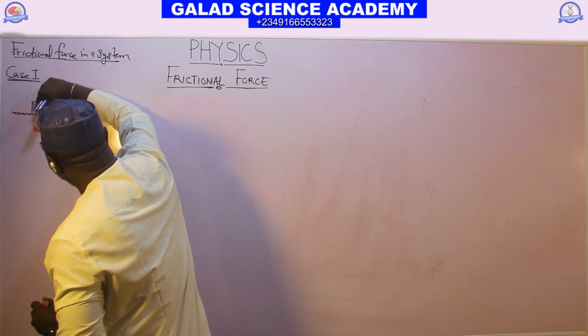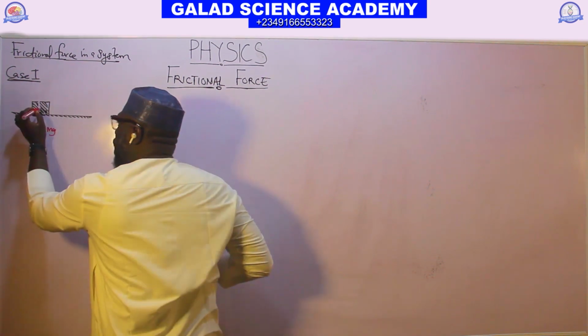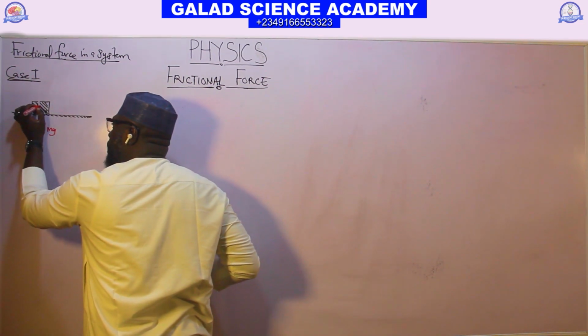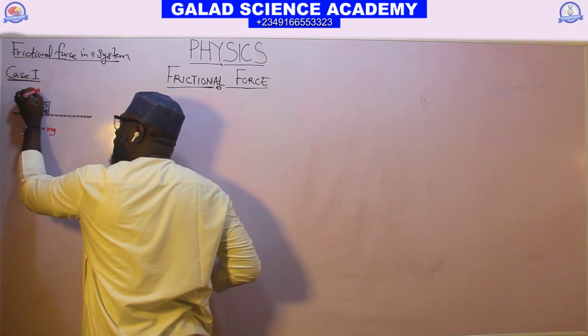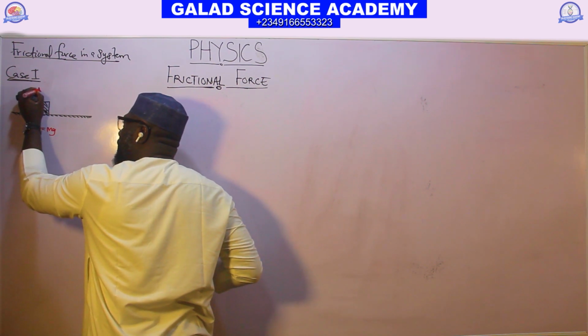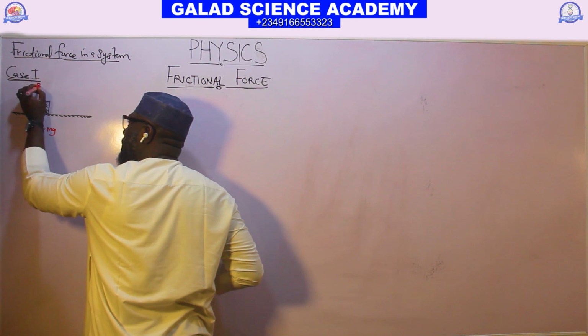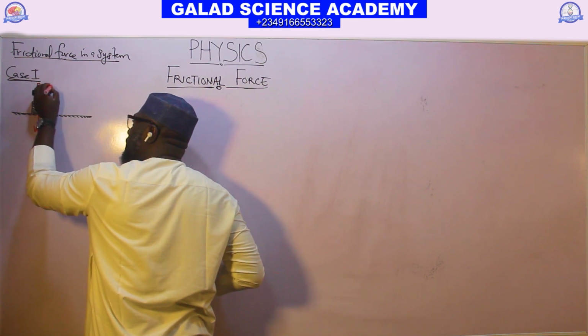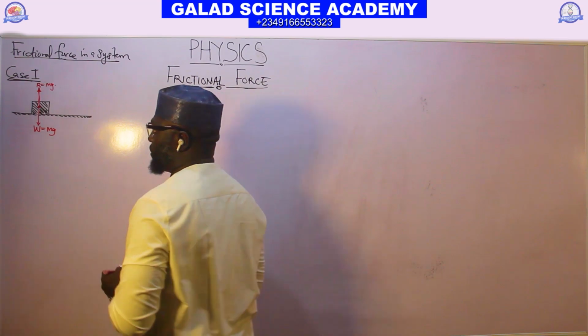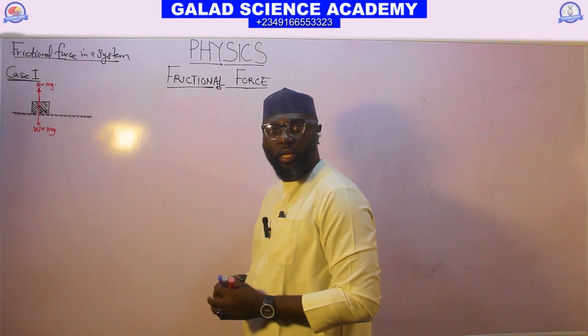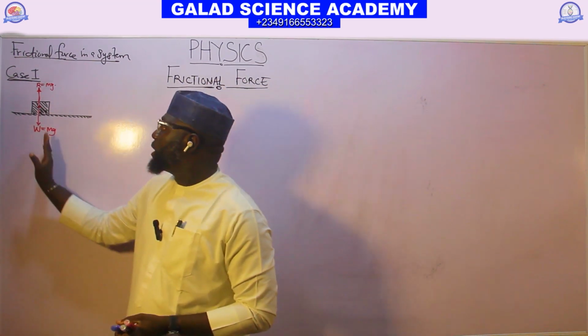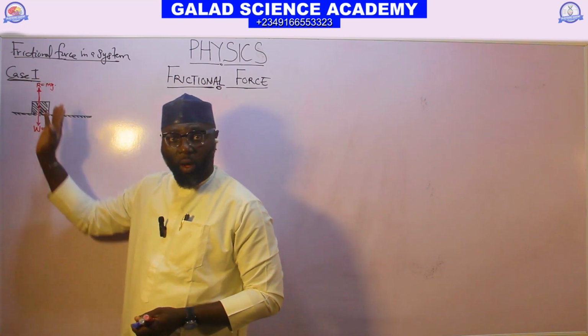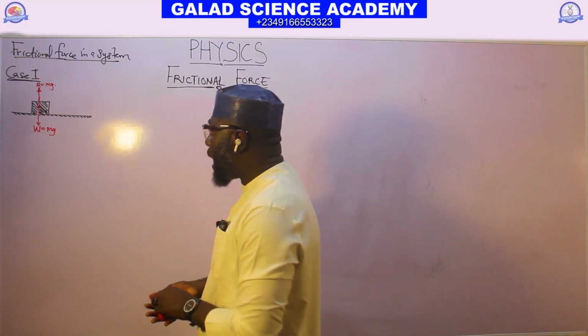is acting upward. This is R, which serves as the reaction of the block. R is equal to mg. The weight is acting downward, the reaction is acting upward.